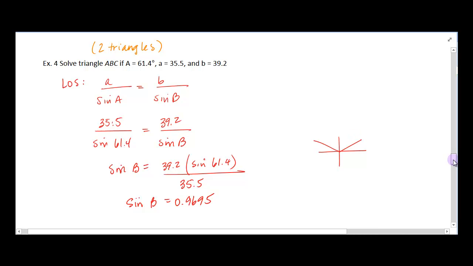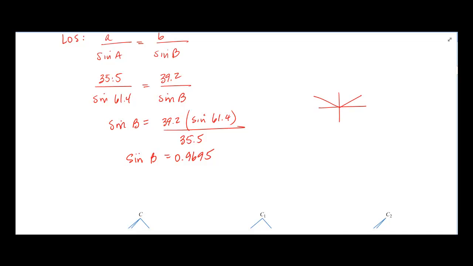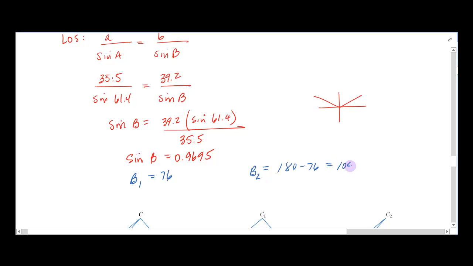So let's go ahead and take the inverse sine, and when we do that, the first angle, we'll call it B1, is going to be 76, and that would be the angle that's falling in the first quadrant. Now B2 is going to be the angle that I would get if I fell in the second quadrant, which is 180 minus 76, or in other words, 104.